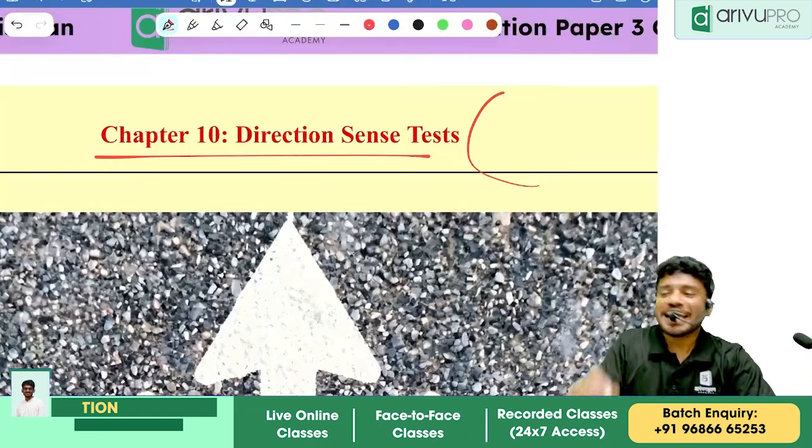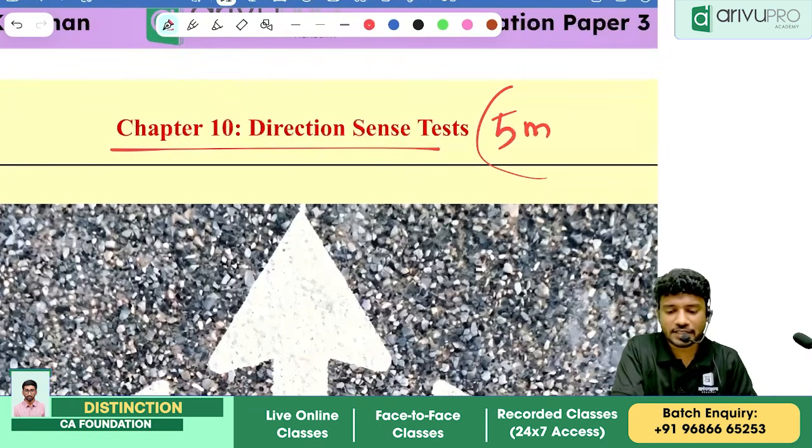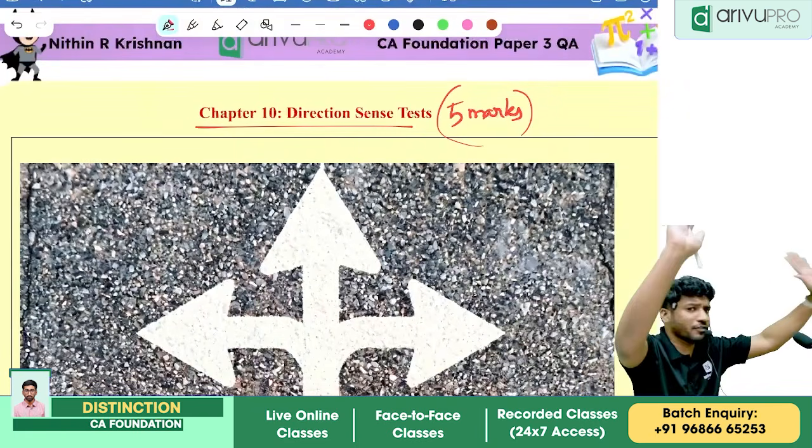Yes. The weightage of this chapter is 5 marks. How much is the weightage? 5 marks is the weightage of this particular chapter, and usually there will be a 5 marks question.